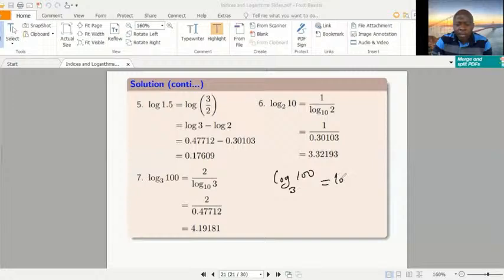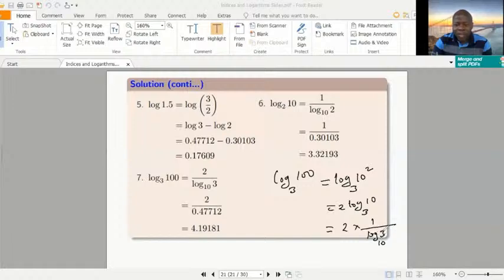What do I have here? The log of 10 squared to base 3. This is the same as 2 times the log of 10 to base 3. And when I interchange the bases, this is the same as 2 times 1 out of the log of 3 to base 10. And this is what I want.